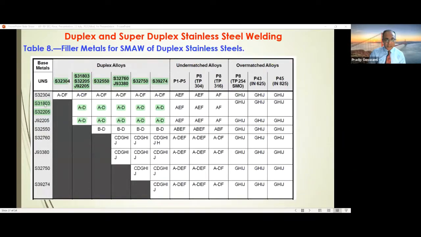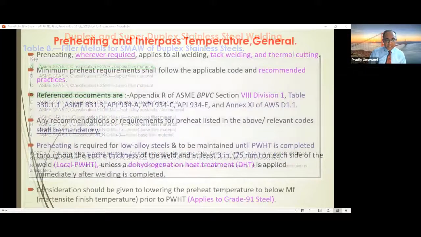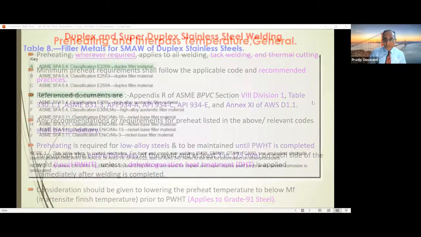and to be welded, and if this particular welding is going to be between standard duplex 22 chrome and this is 22 chrome duplex, the allowable selections are A to D. As we had seen for the austenitic stainless steel, this is a similar kind of chart. And when you see A to D, what is A to D? A is basically 2209, that is our conventional 22 chrome duplex. And D is unclassified duplex material, that is DP3W, a very specific requirement, a very specific type of welding consumable.